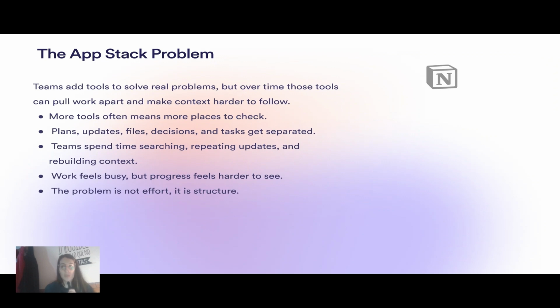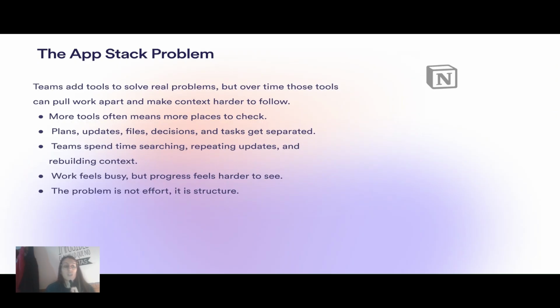So let's start with the app stack problem. Most teams don't choose complexity on purpose. They build an app stack because their needs grow. But the more tools a team adds, the more work gets pulled apart. The team doesn't just have to do the work anymore, it also has to remember where every piece of the work lives. So, where is the latest plan? Where was the decision made? Who owns the next step? Was this updated in the task board or only mentioned in chat? Did the meeting notes ever get shared?